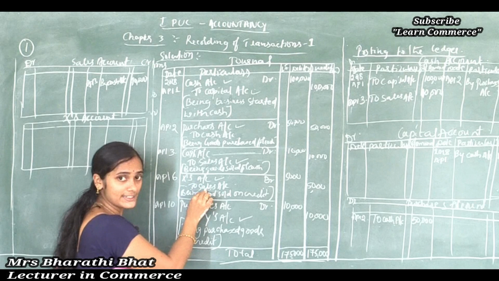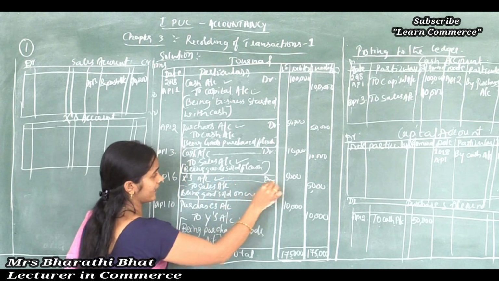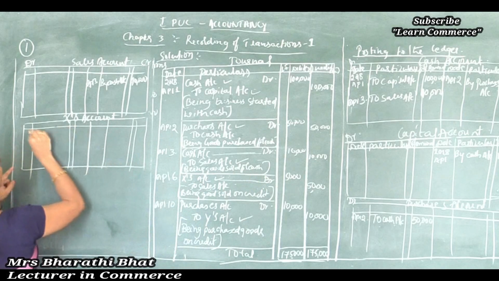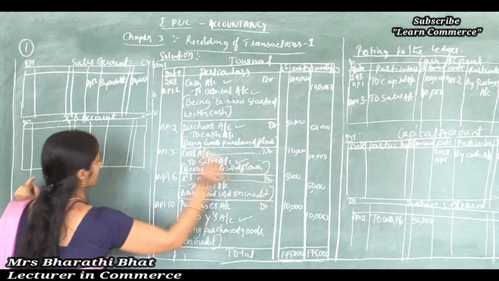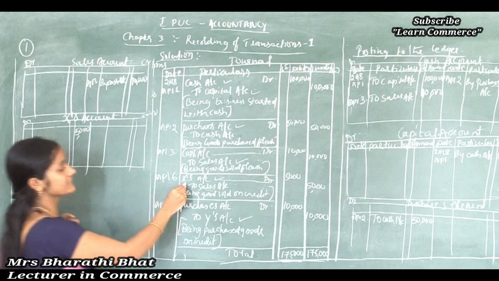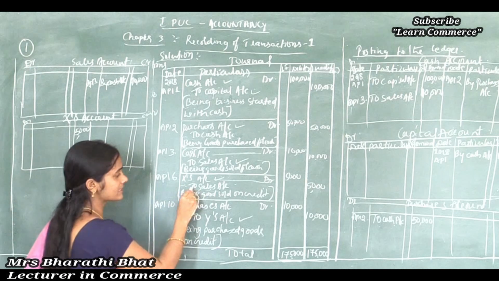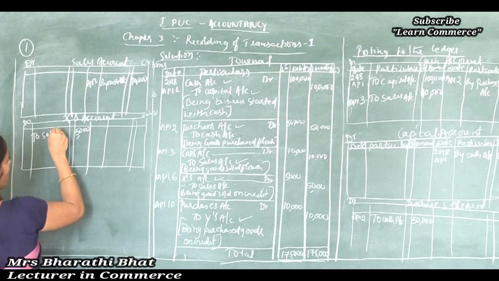X account debited to sales account. X account debited, so write the amount here, on the debit side and credit side. X account debited 5,000. X account is affected with what? Sales account. So how can we write? To sales account.